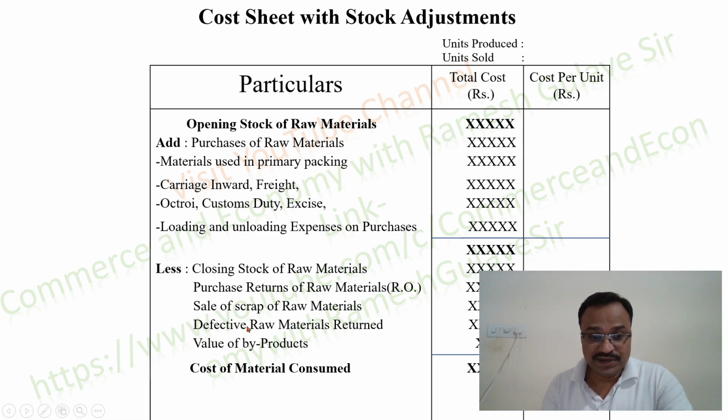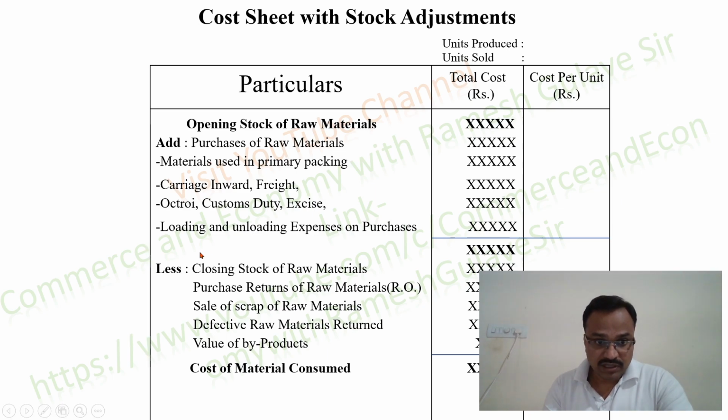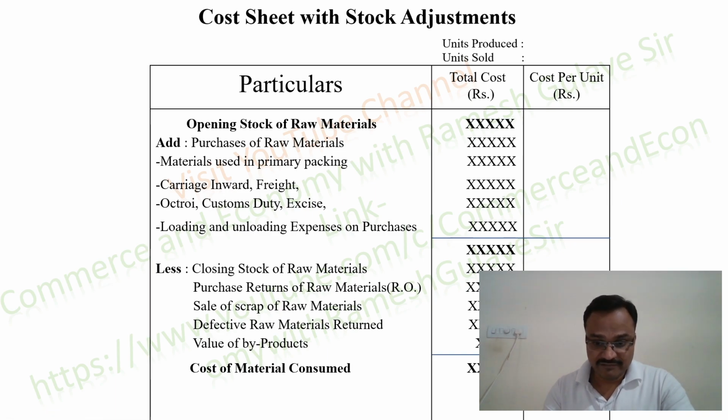Then defective raw material returns, we have to subtract the value of defective raw materials also. And the value of byproduct, friends, a question can be asked on this: is the value of byproduct added, subtracted, or what? So now it is clear that the value of byproduct is subtracted from opening stock of raw material to calculate the cost of material consumed. Now I hope the concept of direct material or cost of material consumed is clear. I am repeating it again and again that cost of material consumed is nothing but the direct material, right?